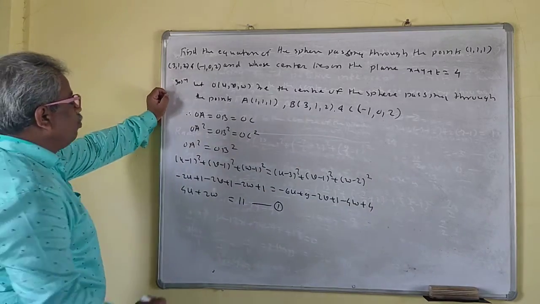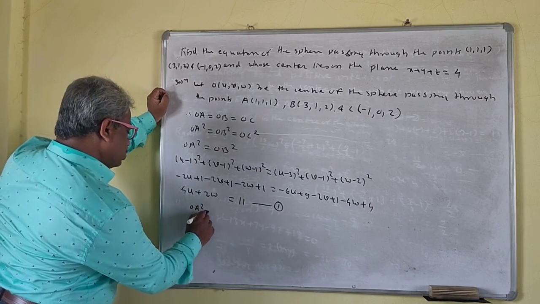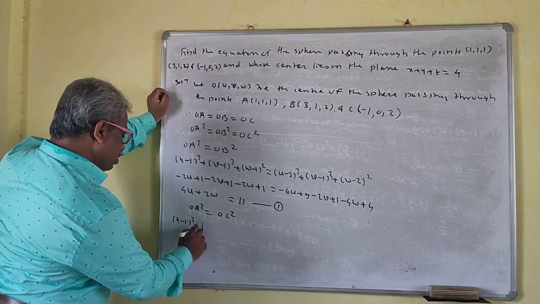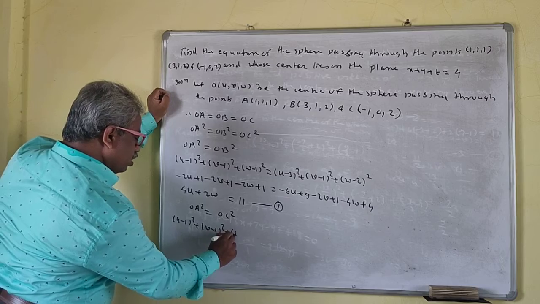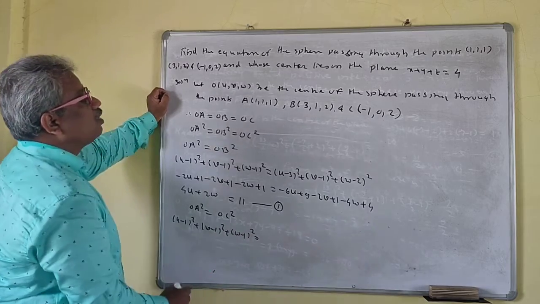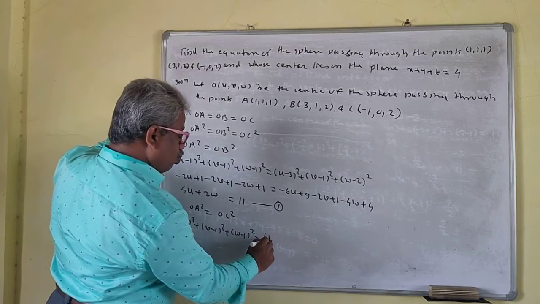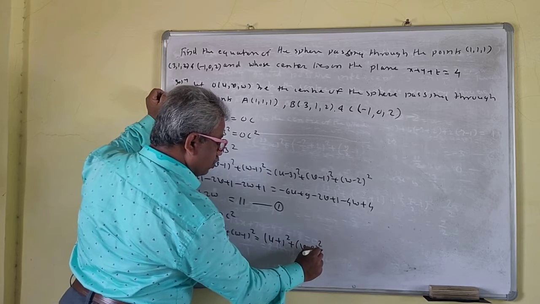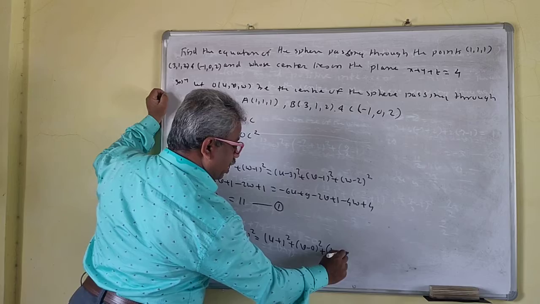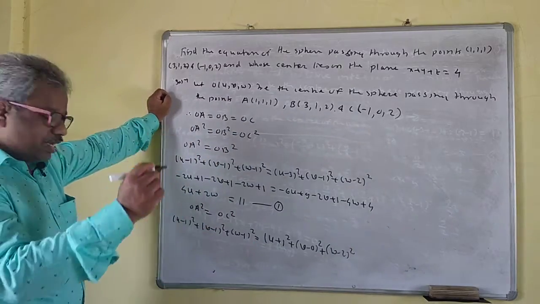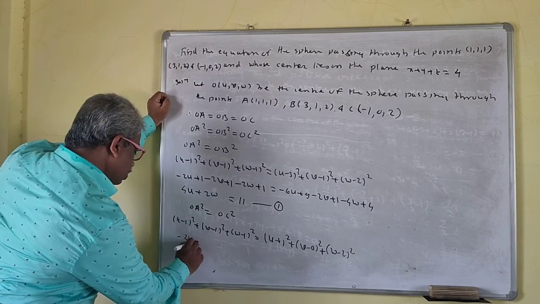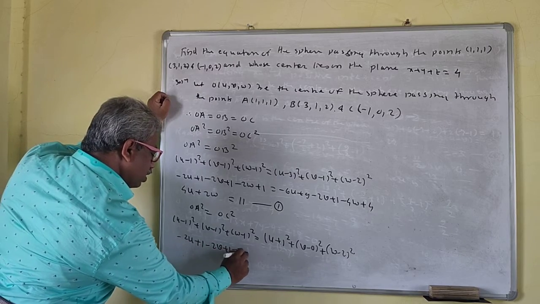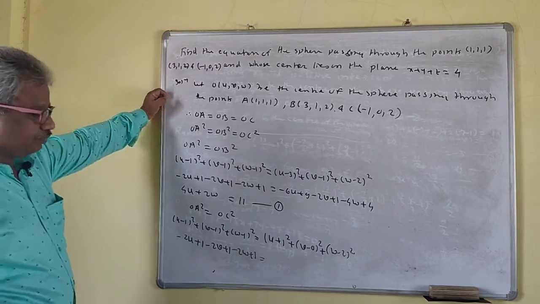Okay. So now we'll take OS square is equal to OC square. So this is U minus 1 square, V minus 1 square, W minus 1 square is equal to U plus 1, you have to take care everywhere, V minus 0 square plus W minus 2 square. So U square, V square get cancelled. So this is minus twice U plus 1, minus twice V plus 1, minus twice W plus 1.